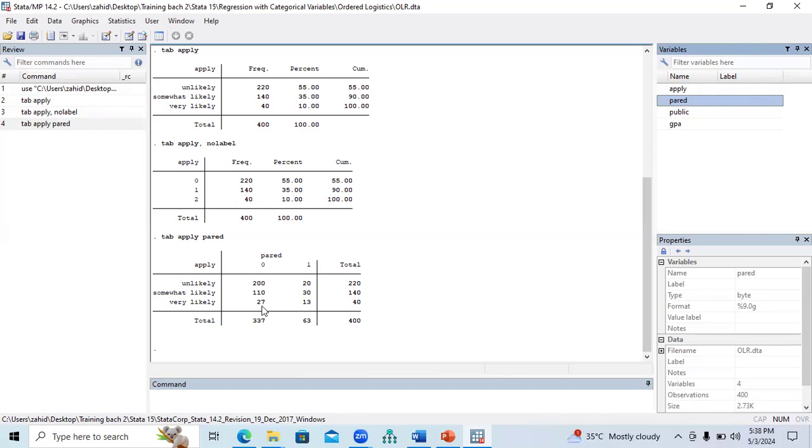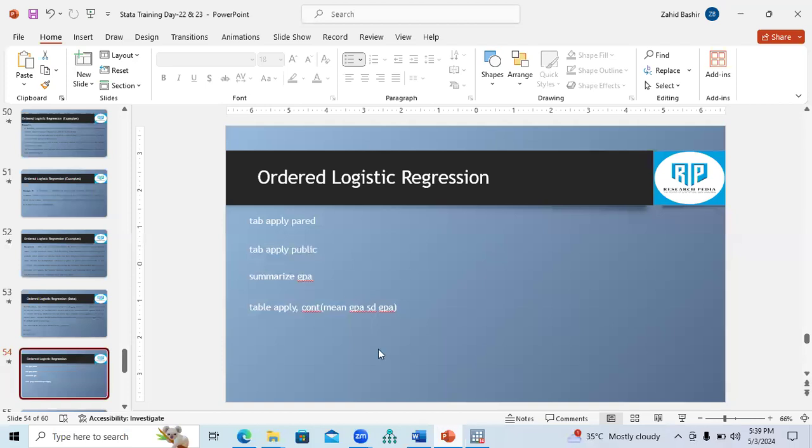Then there are 27 people who are very likely to apply, but both of their parents have no graduate degree. But there are 13 people who are very likely to apply, and at least one of their parents has a graduate degree. So 1 indicates here that at least one of the parents has a graduate degree, while 0 indicates that none of the parents has a graduate degree. So this is some critical detail.